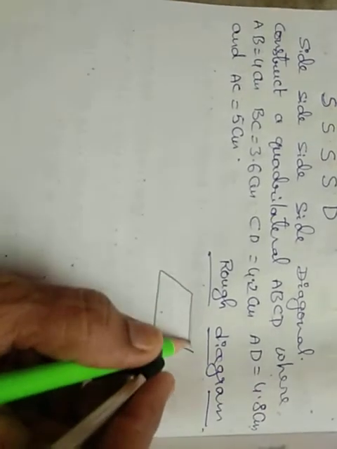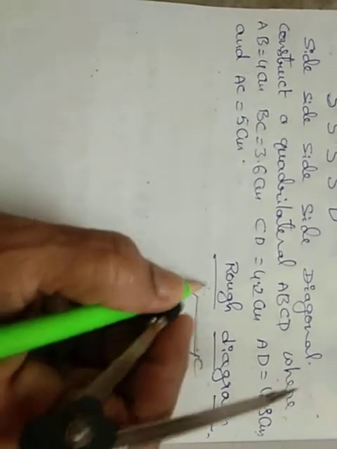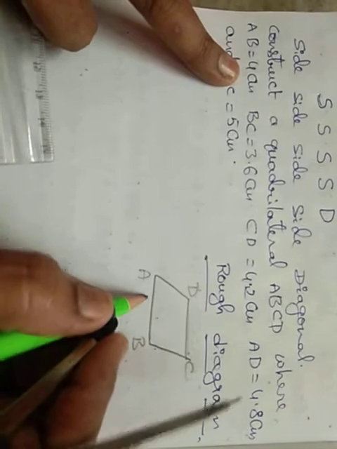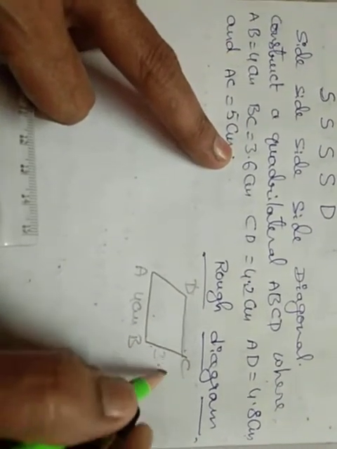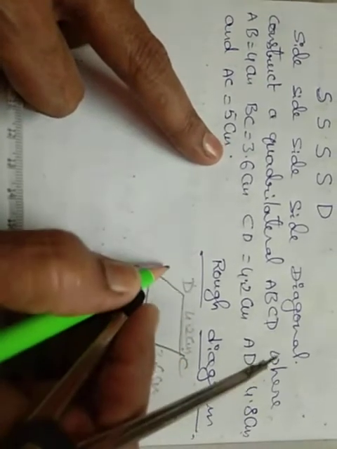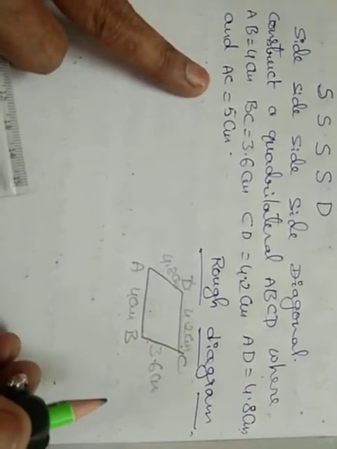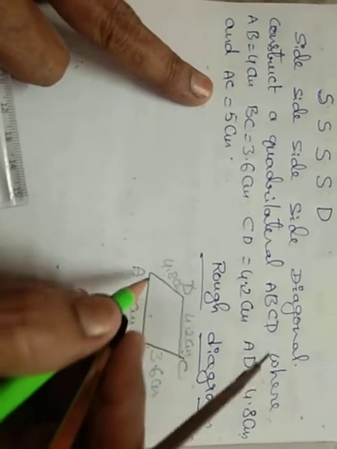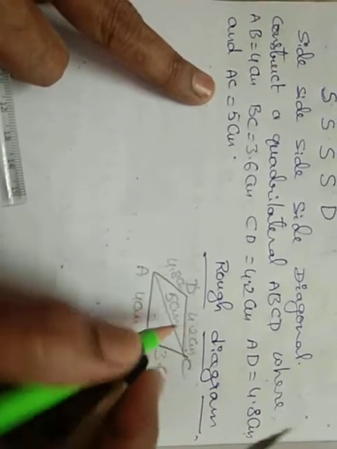ABCD, and here our base is 4 centimeters. So AB is equal to 4 centimeters, BC is equal to 3.6 centimeters, CD is equal to 4.2 centimeters, AD is equal to 4.8 centimeters. And here one diagonal they gave, that is AC. So AC is equal to 5 centimeters. So this is our rough diagram and original diagram.